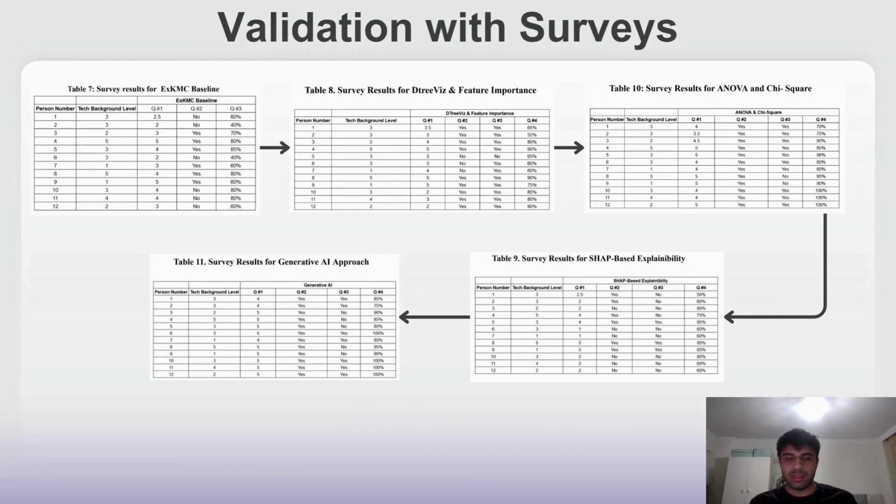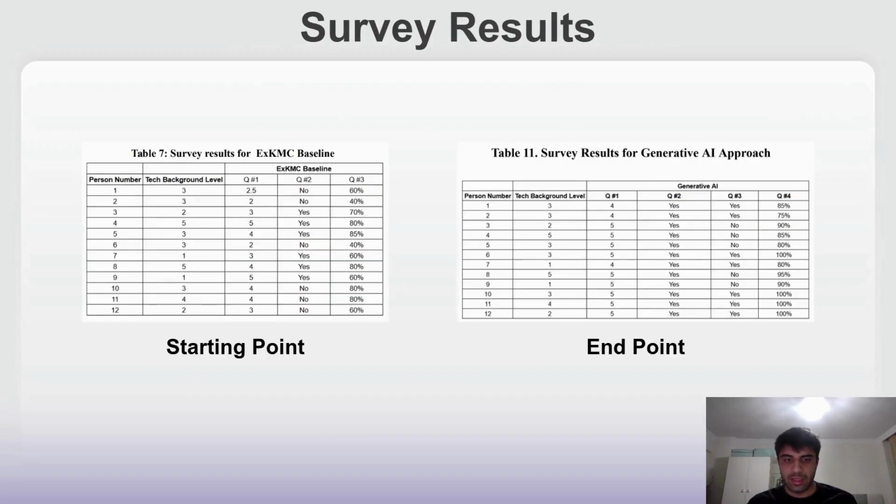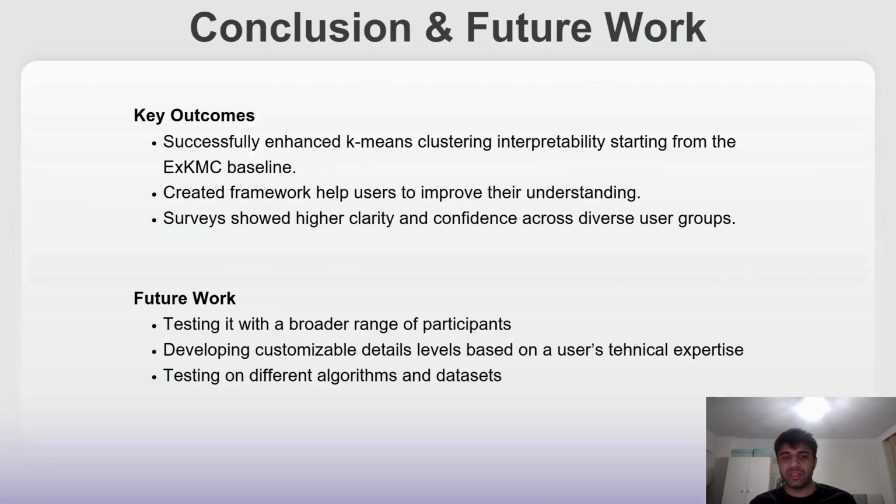Also, we ran a step-by-step survey with 12 participants who are both technical and non-technical to measure how much they understand and their confidence at each stage. These tables reflect how user ratings improve from XKMC's baseline to our final enhancements. It highlights a drastic increase in participants' understanding. At the baseline, most users struggle to understand the results. However, by the end of all steps, their understanding improves significantly, so it reached near perfect clarity ratings. Our enhancements bridge the gap between raw clustering outputs and practical needs of stakeholders by improving XKMC.